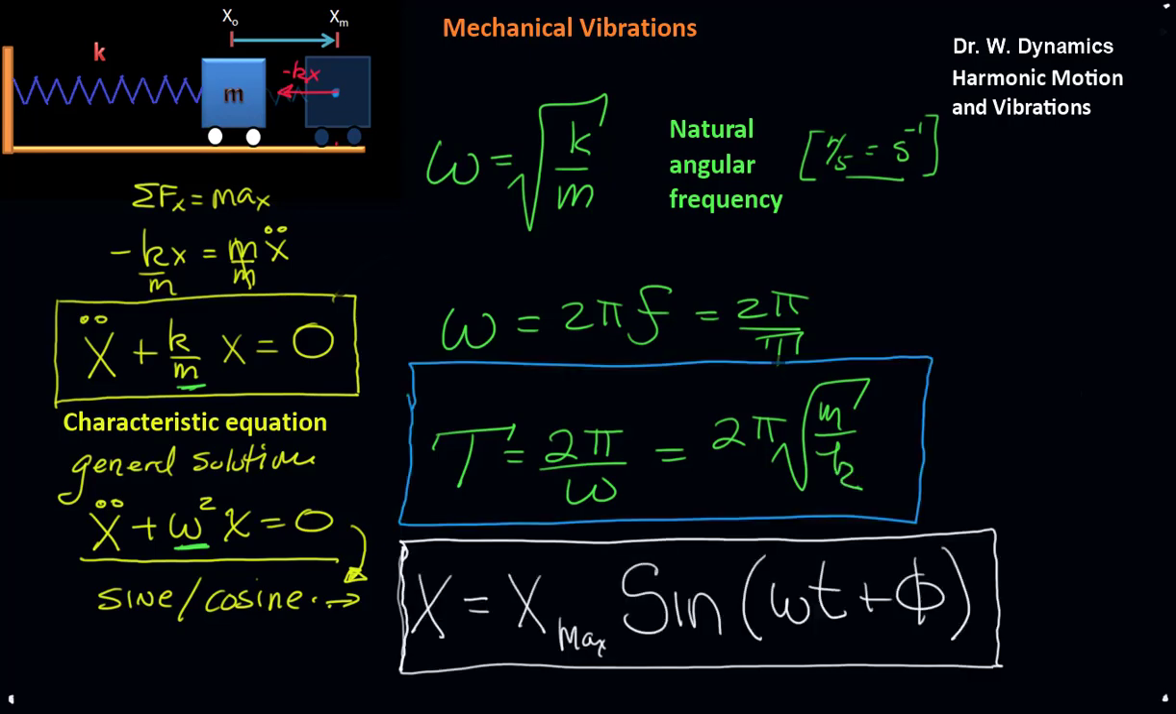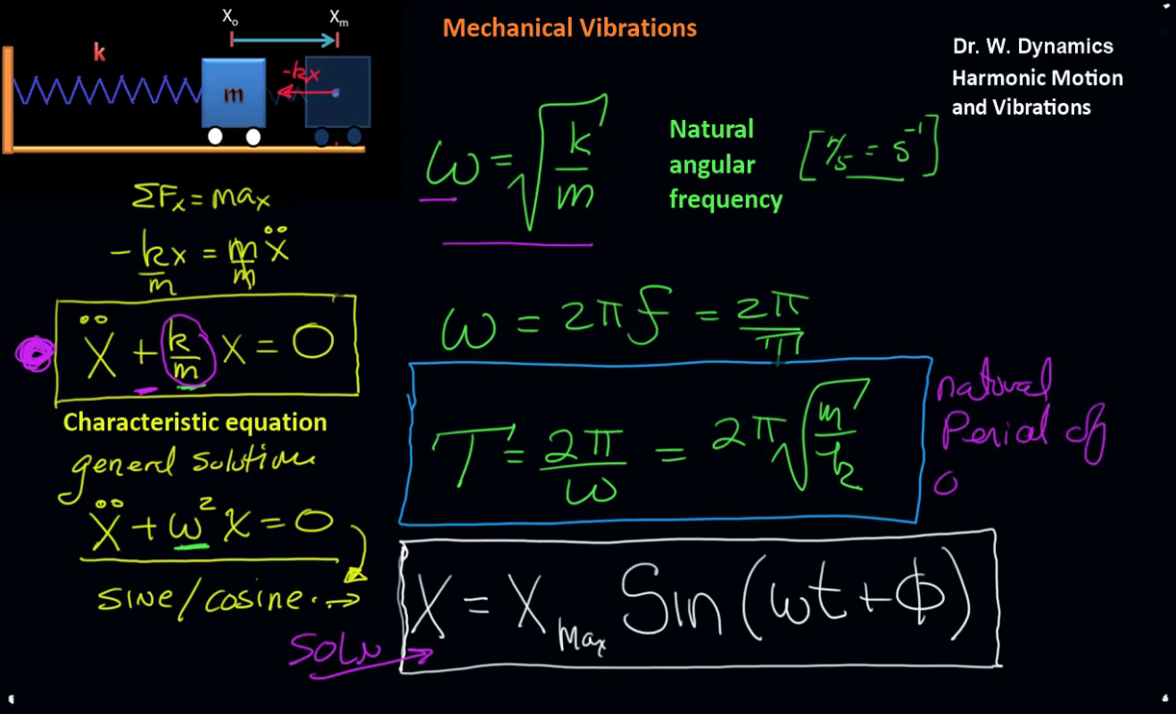In summary, when we're working on a vibrating system, we try to recognize the characteristic equation, and whatever constant is in front of the x we know is going to be our omega squared, so we can use our natural angular frequency equation to solve for that. And we know the general solution will be a sinusoidal type, and that we could always solve for the natural period of oscillation using the period equation.